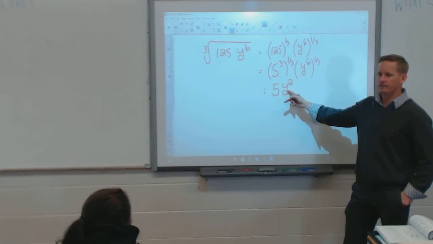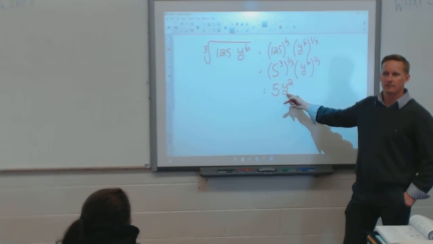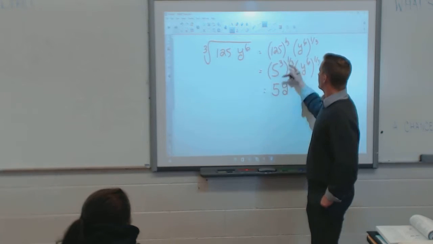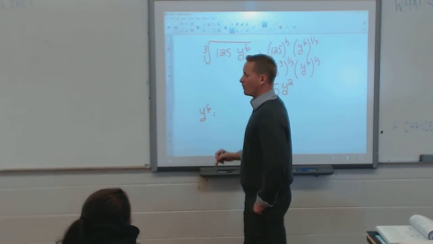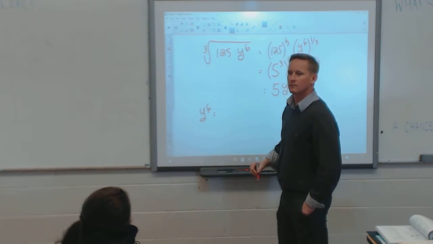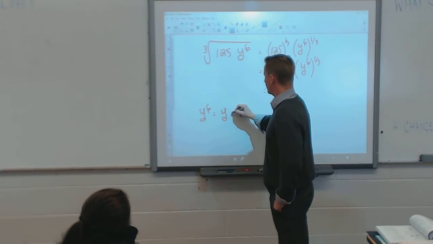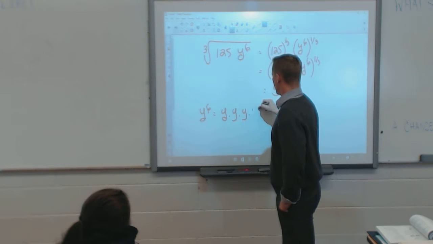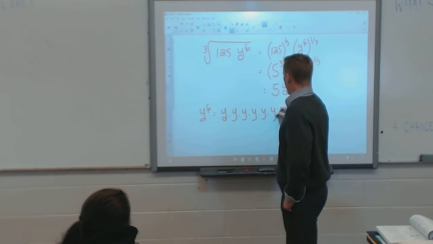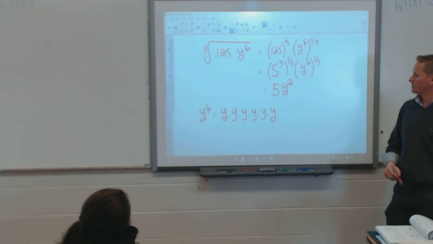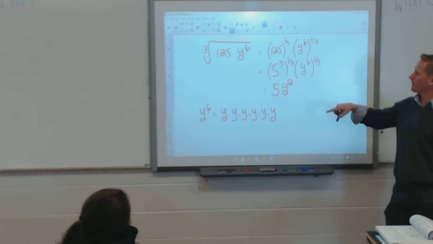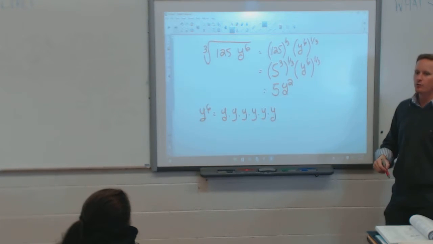Who doesn't understand that? Be honest. Good job. I'm going to show you something. Okay? Y to the 6th, right? How many y's do I have, Dawson? I have 6 of them, don't I? 1, 2, 3. And I want to know how many groups of 2 I have.